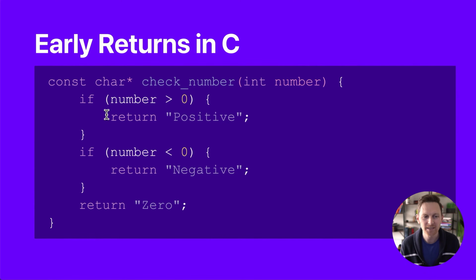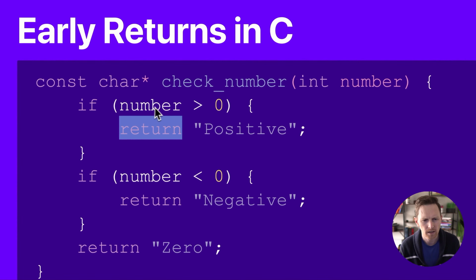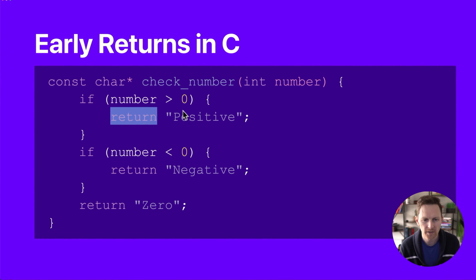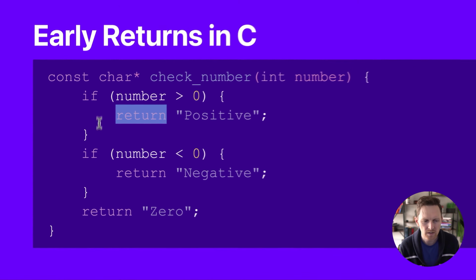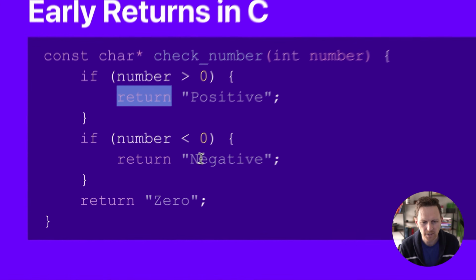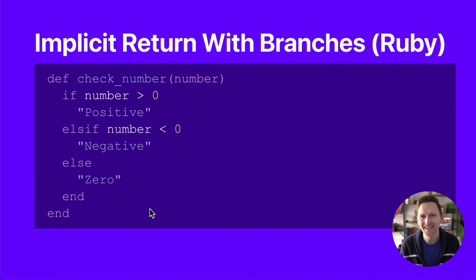Here's, for instance, the exact same code in C. And here we have the explicit return statements. If number is greater than 0, then it's positive, and we return. So we break out of the function here. Otherwise, we fall through to this next return where it can be negative, and then we continue executing down and hit this final return statement. It's the exact same logic, but expressed in a different way.